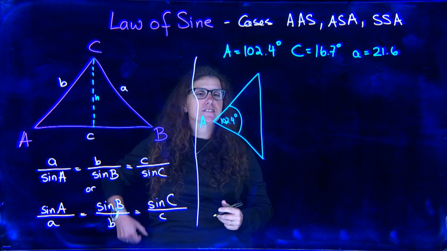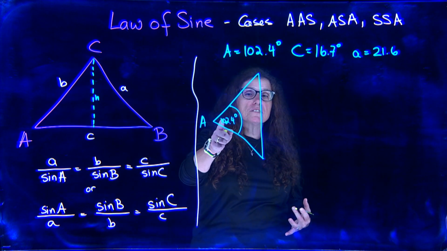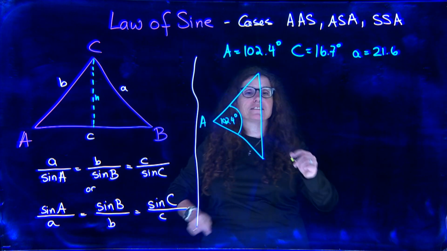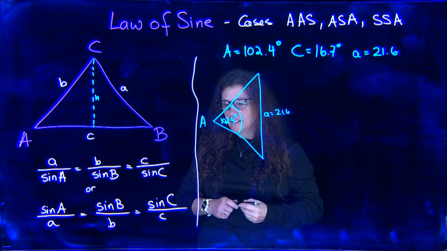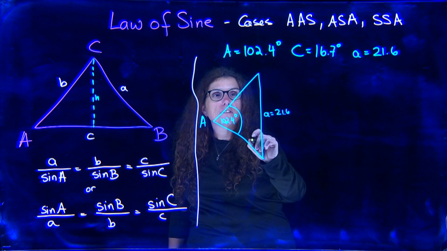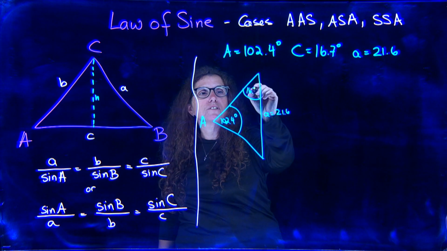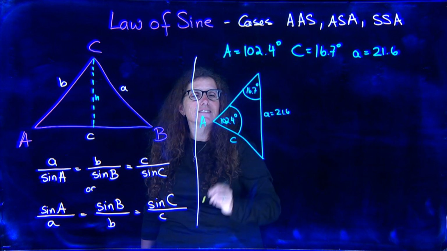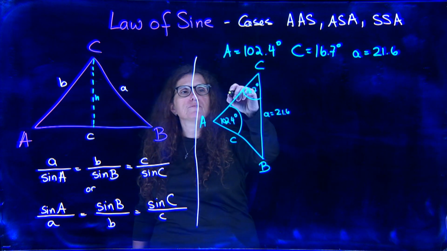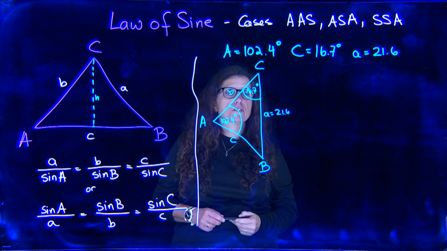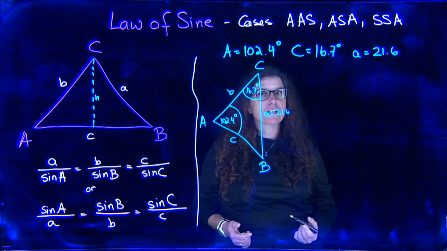Here's A, which is 102.4 degrees. Now, be careful. That's why it's so important to draw a picture. Opposite of this angle has to be side a. That means 21.6 is right here. Let's draw C right here, which is 16.7 degrees. That means side c has to be opposite. And then we have B over here, which side b is opposite. And we want to find the missing angles and the missing sides.